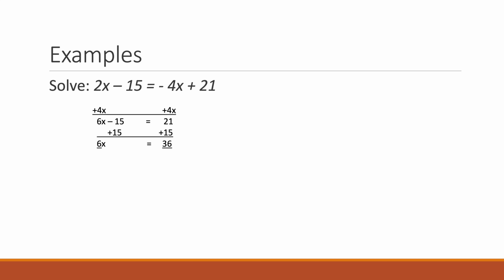6x is 36. And since we're multiplying by 6, we do the opposite and divide. X is equal to 6.